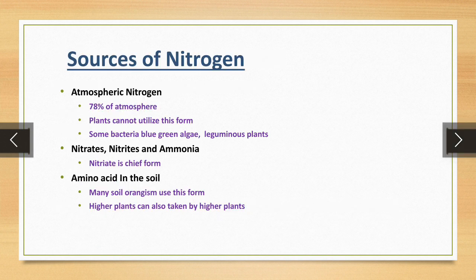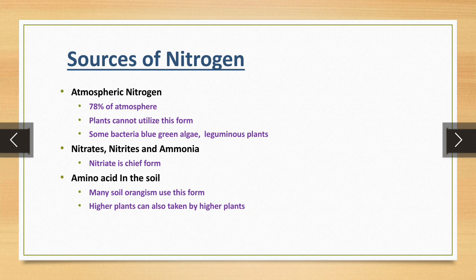Sources of nitrogen. Atmospheric nitrogen, 78% of the atmosphere. Plants cannot utilize this form. Some bacteria, blue green algae, and leguminous plants can fix it.